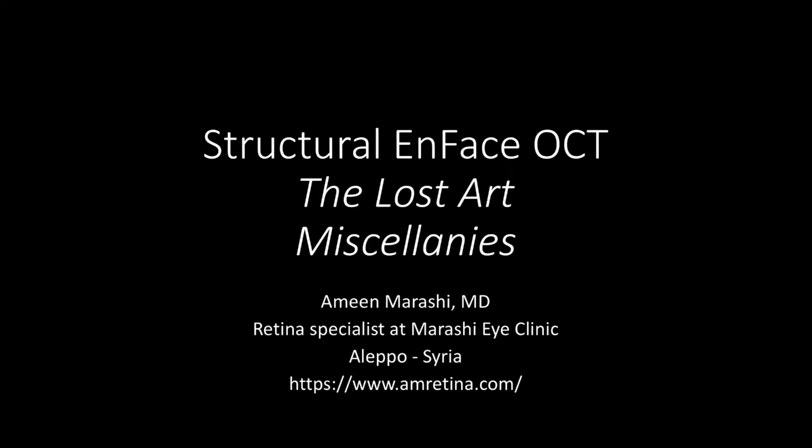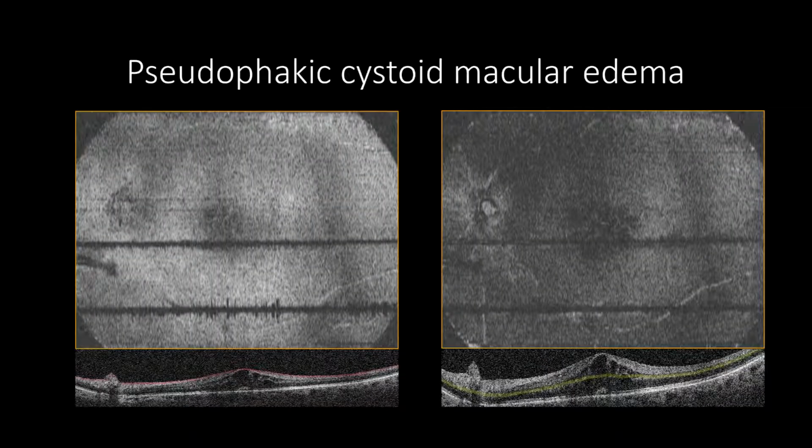This presentation will present the Structural Enface OCT findings in pseudophakic cystoid macular edema, hereditary retinal diseases, and choroidal rupture. In cases of pseudophakic cystoid macular edema, it is essential to check the ILM slab to rule out vitreomacular abnormalities. However, in long-standing cystoid macular edema post-pseudophakia, the ILM may show some premacular tractions.